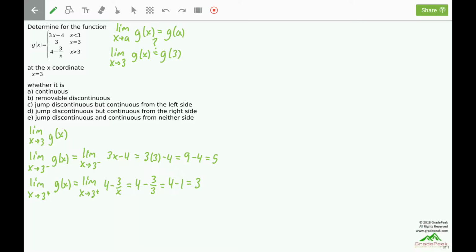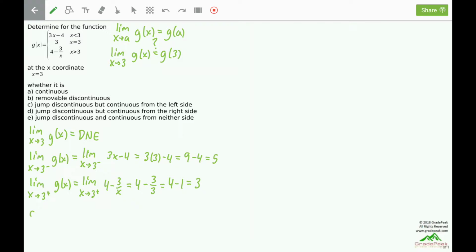To determine the two-sided limit, we have to compare the two one-sided limits with each other. Here they are. They do not match, and therefore the two-sided limit does not exist. When the one-sided limits do not match with each other, that's immediately a jump discontinuity. Which type of jump discontinuity we have is dependent on what g of 3 comes out to.